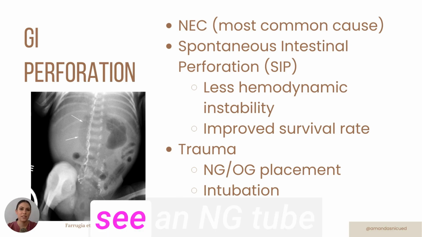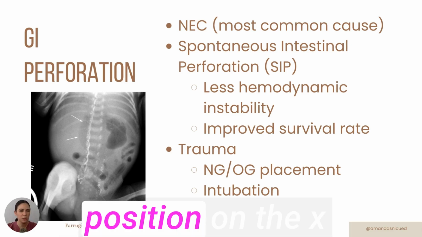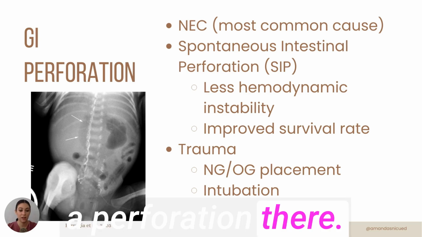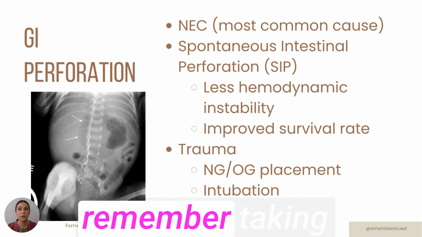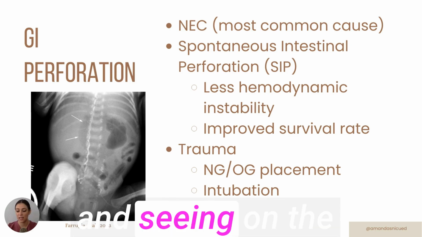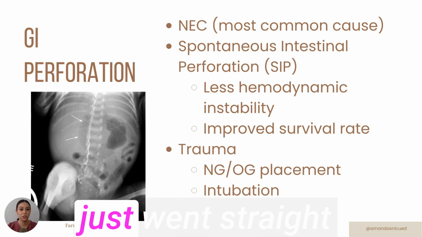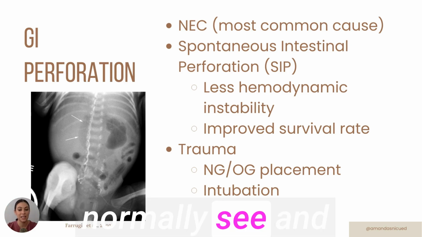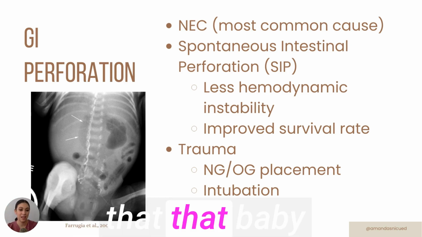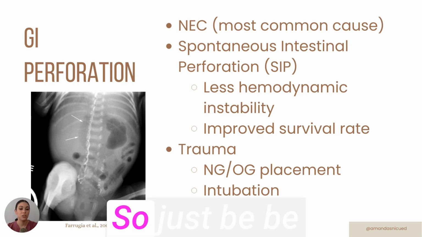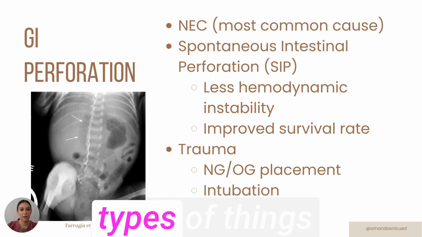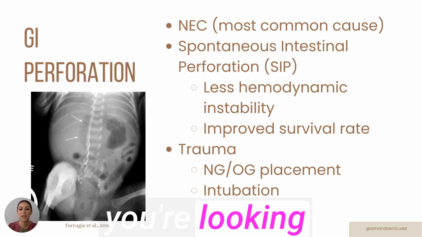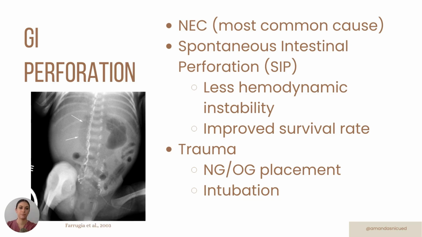And if you ever see an NG tube that's in an unusual position on the X-ray, that indicates that there could be a perforation there. For example, I remember taking care of a patient and seeing on the X-ray the NG tube just went straight down instead of curving into the stomach like you'd normally see, and that baby had a perforation. So just be mindful of those types of things and always look at the X-ray. Even if you're not totally sure what you're looking at, over time you will learn.